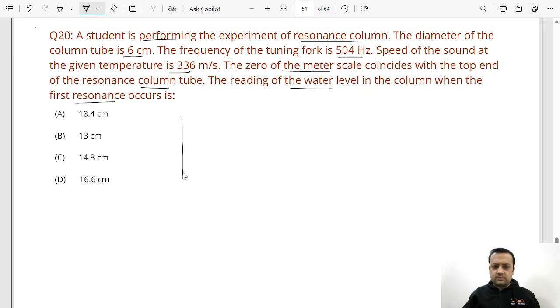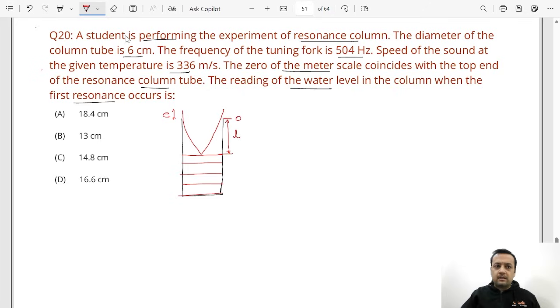So basically, suppose there's a question on resonance column method. So let us say when the first resonance occurs, water level has reached over here. So at the first resonance, this will be the scenario. Now look, this is the end correction, and you are measuring the water column from this point, because as the question says, the zero of the meter scale is here. So this is the reading of the air column that the meter scale will measure.